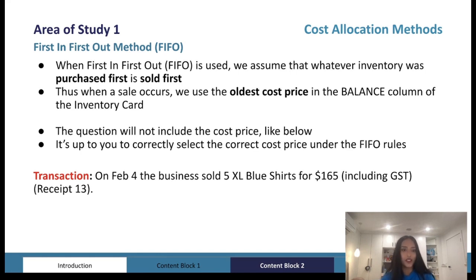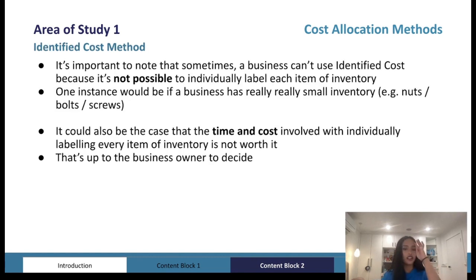Okay, before I even tell you what FIFO is, the most important thing to remember with FIFO is that it's an assumption. Identified cost isn't an assumption. Identified cost is just you put a sticker on every single item of inventory, and then as it's sold, you scan the sticker, or the barcode, or the tag, or the label, and it'll tell you on the screen, this shirt cost this much money. This was the cost price of this shirt, and you write that down in your inventory card.